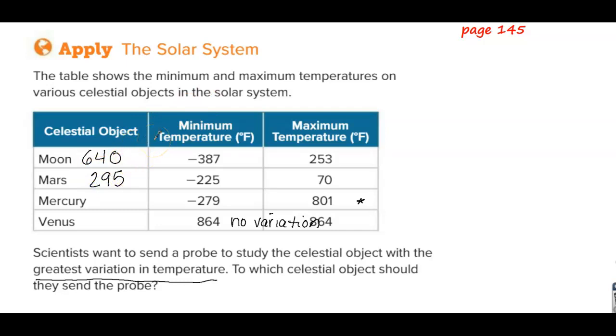But Mercury, the one I think is the winner: 279 plus 801, which gives us 1,080 degrees of difference on Mercury. So guess what? Mercury wins. It has the greatest variation. Which one had the least variation? Venus.